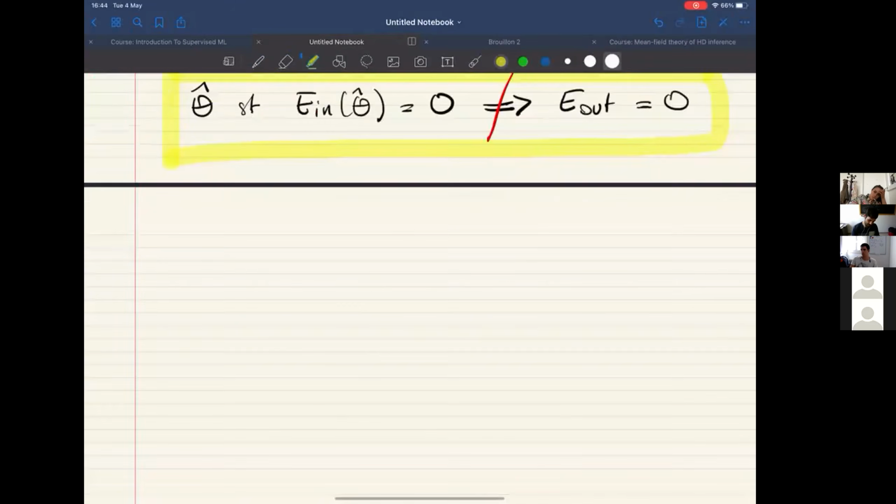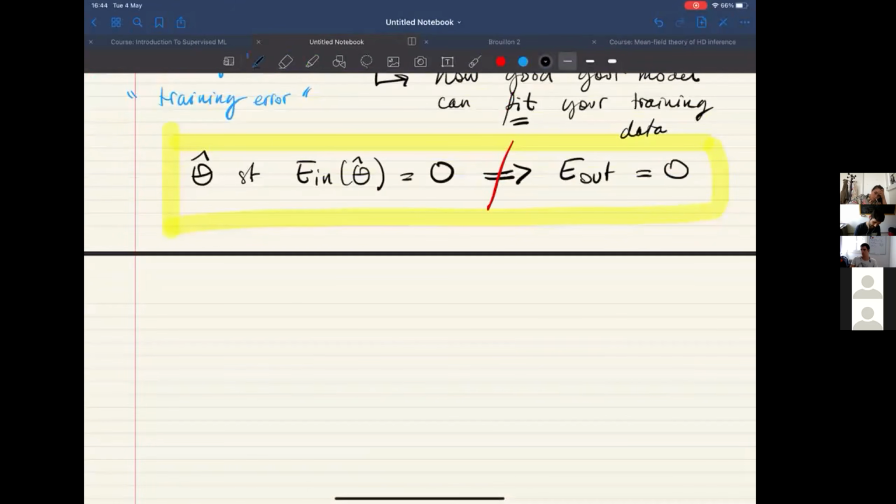In general, what you have is an inequality: the generalization error will always be larger than the training error. And all the question is how much larger? What you hope is to find a model where the difference between the generalization error and the training error is small, which means that you do not overfit. And we will actually discuss this point in detail.